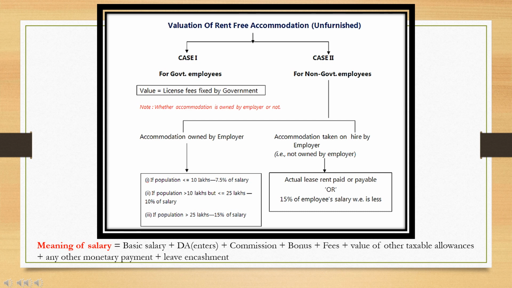If accommodation is hired by the employer, that means he is paying rent for the same accommodation, then the provision is either 15% of the salary or the actual rent paid by the employer, whichever is less, that is taxable. Here, students, I am using terms like 10% of salary, 15% of salary. Now, what is included in salary for this purpose? Salary will include basic salary, DA which enters for service benefits, commission, bonus, or any other non-monetary payment received from the employer.